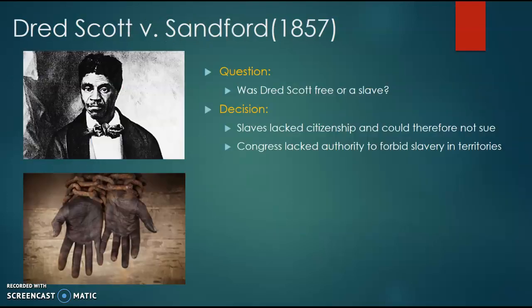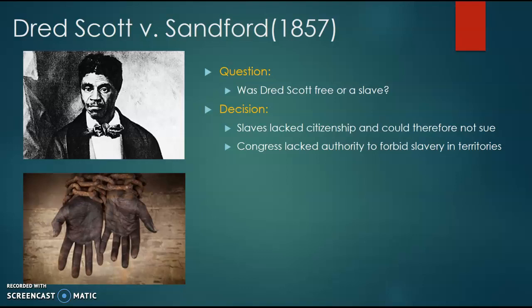Moving on, we now have Dred Scott v. Sandford. This was a case, if you look at the date, 1857, just a couple years before the Civil War broke out. And for those of you who took U.S. history last year, you're going to hear some parallels. Background of the story is Dred Scott was born and lived in Illinois, which was a state under the Missouri Compromise where slavery was illegal. But later in his life, he was moved into Missouri where slavery was legal, and he was suddenly basically a slave again in the eyes of the law.